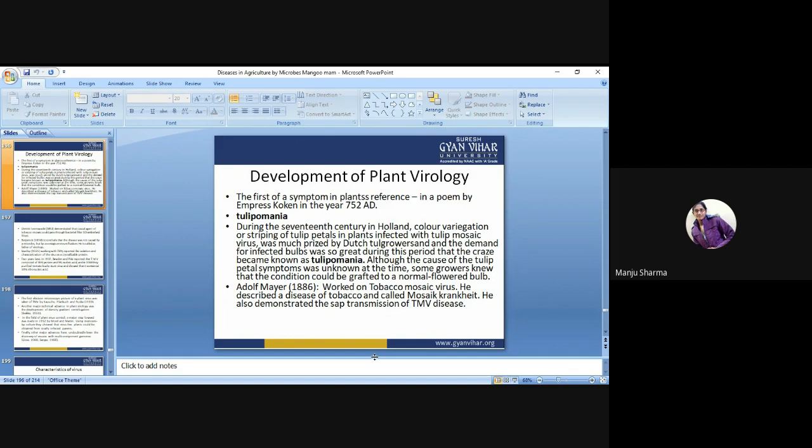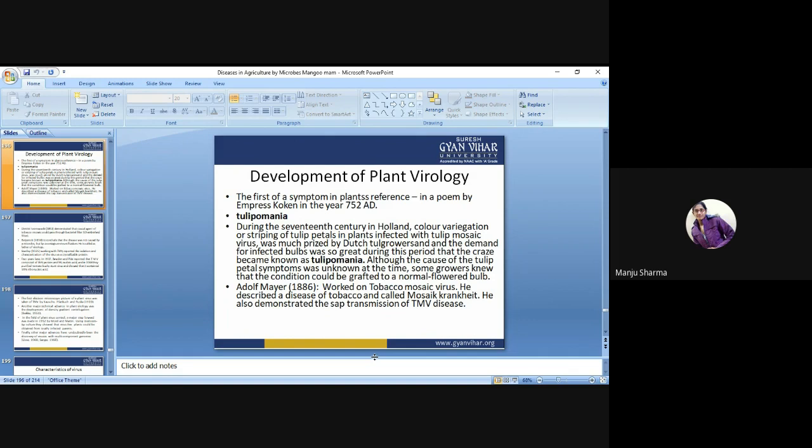Prized by Dutch tulip growers, the demand for infected bulbs was so great during this period that the craze became known as tulipomania. Although the cause of the tulip breaking symptoms was unknown at the time, some growers knew that the condition could be grafted to a normal flowered bulb.